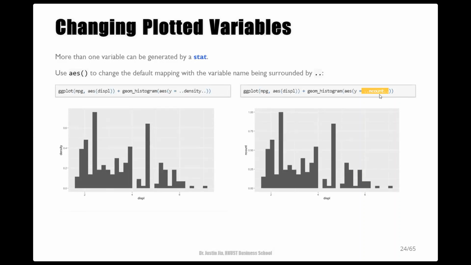And to refer to a generated quantity, like normalized count here, double dots must surround the name. This prevents confusion in case the original dataset includes a variable with the same name as a generated quantity. And to know the list of quantities created by a statistical transformation, you need to check its documentation.